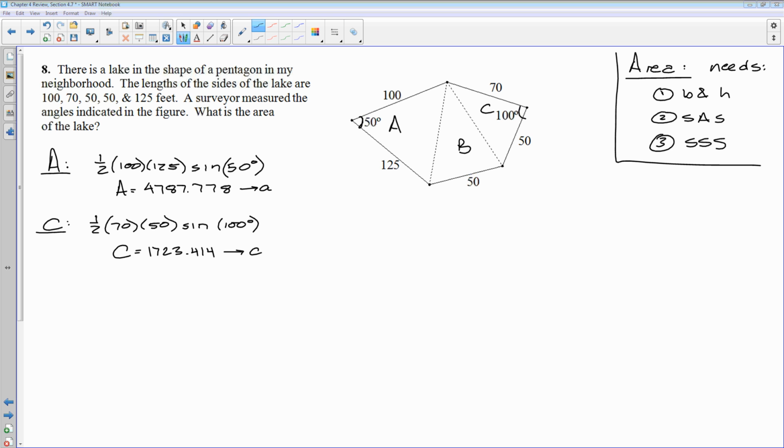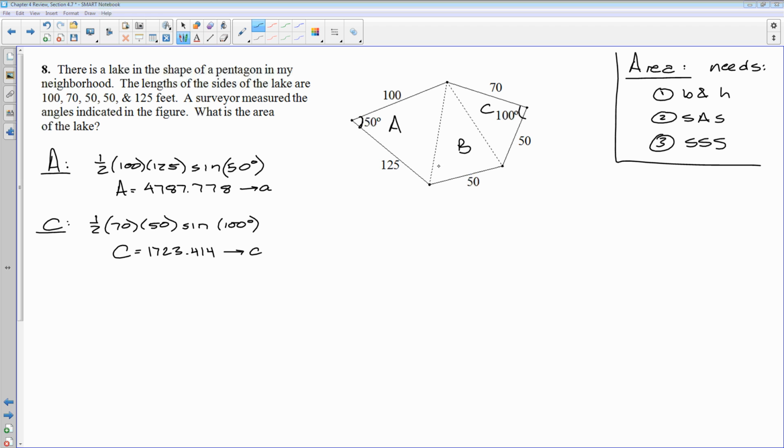All right, so I punched both of those in, and I am storing these along the way because in the end, I'm going to have to add all 3 of these areas, and I want to make sure I have the exact areas. So I stored those for A and C, respectively, and I figured that made sense because they are triangles A and C.